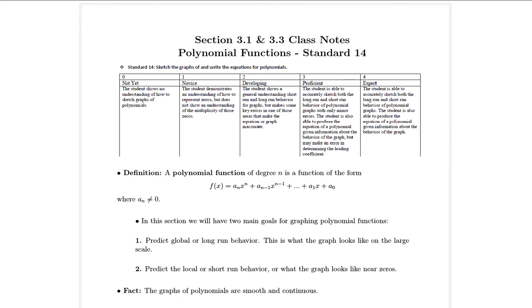But first of all, when I say a polynomial function, what am I talking about? Well, in the last standard, when you studied quadratics, that was a polynomial function. It was a very specific one. What we're going to look at is kind of more general polynomial functions. And here's the definition of it, okay?